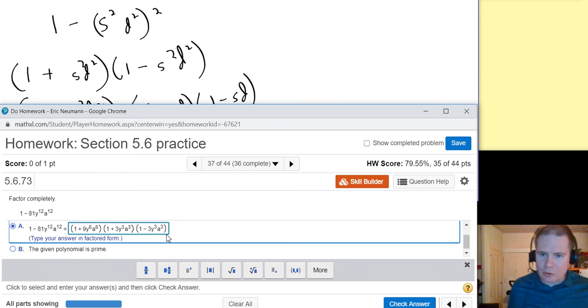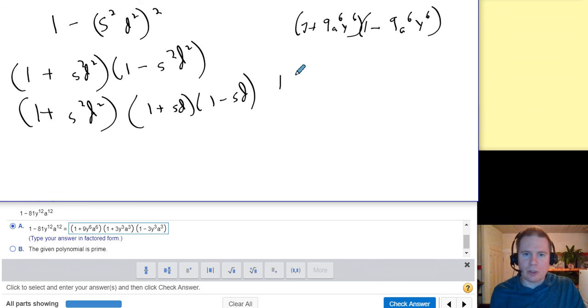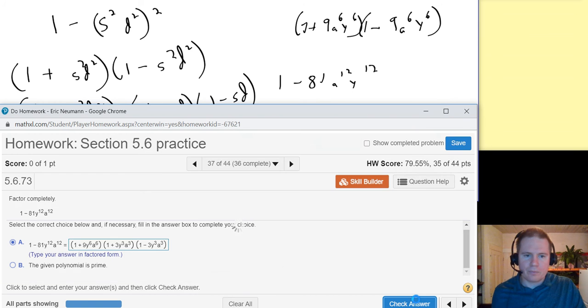There we go. So let's just double check this here. 3 times 3 is 9. So I'm getting 1. 1 times 1 is 1, right? Plus, minus, those are going to cancel out. So 1 minus 9, y to the 6th, a to the 6th. Then I put first 1 plus 9, a to the 6th, y to the 6th. So 1 times 1 is 1. Plus, minus cancels out because it's the same numbers here. 9 times 9 is 81. Positive times negative, negative. 6 plus 6 is 12, so that's a to the 12th, y to the 12th. 1 minus 81, there we go. Nice work.